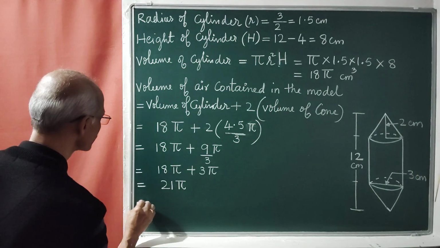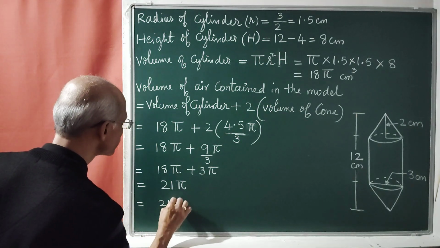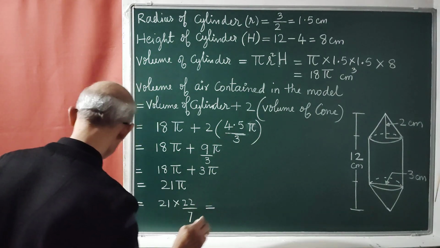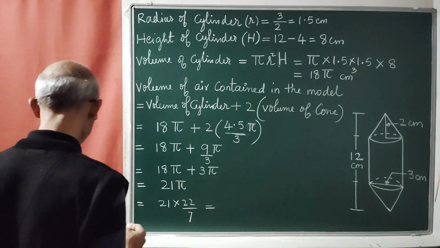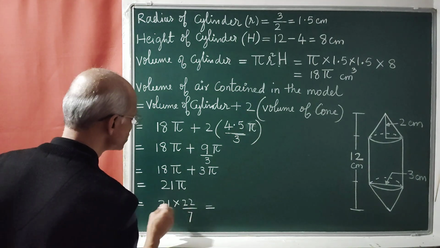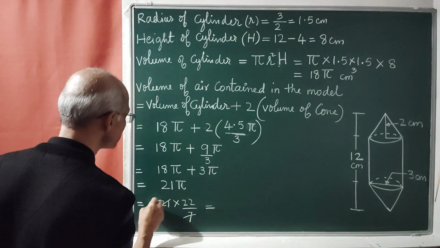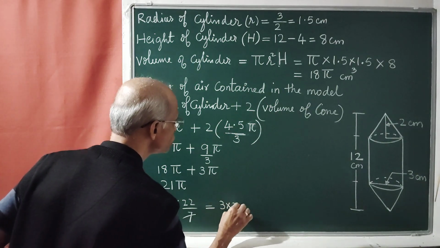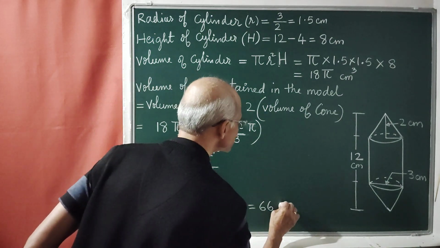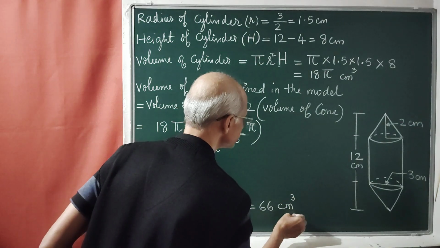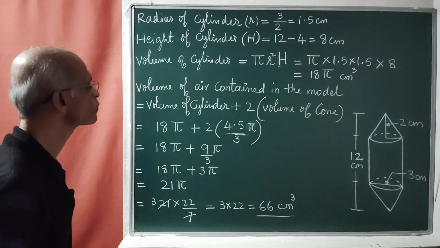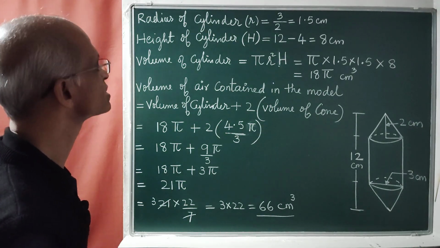Now we'll put the value of pi. That's equal to 21 into 22 by 7. That will be equal to, 7 can divide it, 3 into 22. That's equal to 66 centimeter cube. So the volume of the air contained in the model is 66 centimeter cube.